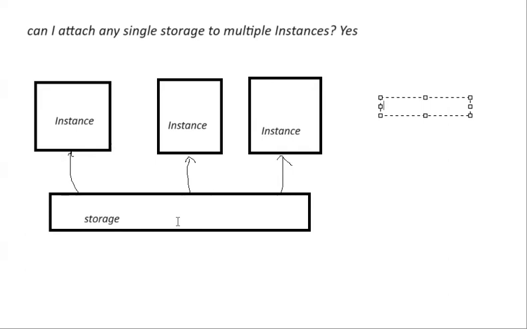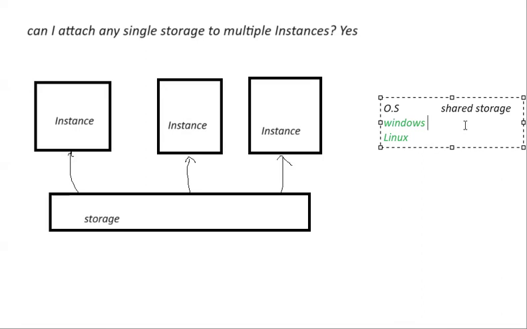Let's say my operating systems are, what operating systems do we have? Windows we have, and we have Linux. These two are the operating systems I have. Now, what is the shared storage? What do we want? Shared storage for these two, right? So AWS categorizes this shared storage into two types. By using two types of services, they provide the shared storage.